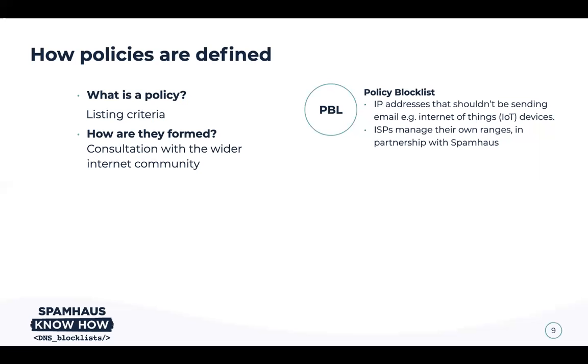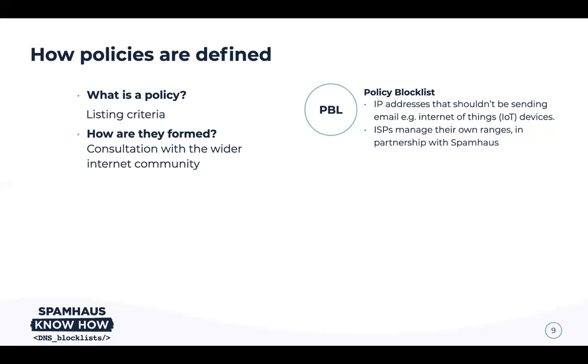And the best example of that would be our PBL, the policy block list. The PBL publishes IP ranges of end user connections, end user devices that shouldn't directly send email to a mail server. Usually you would expect those kinds of IPs, if they would send mail, to connect to a mail server of either their connectivity provider or maybe their email provider, and the mail would from there on go out onto the internet.